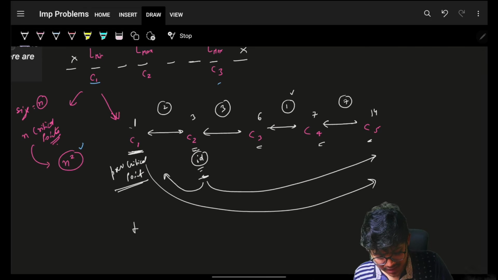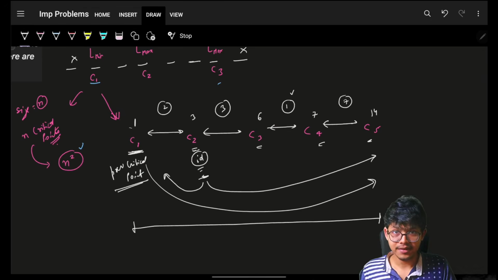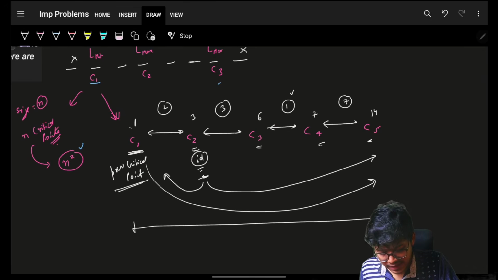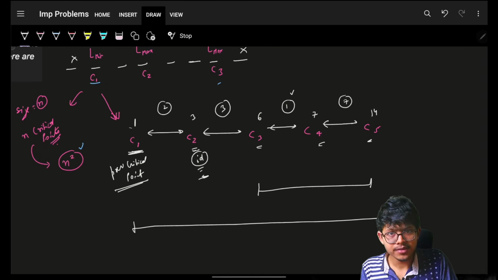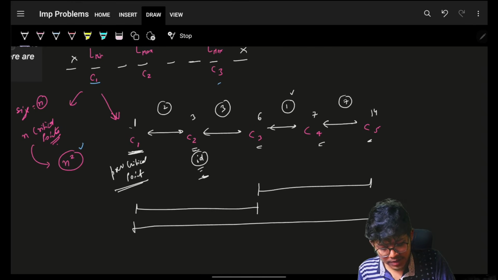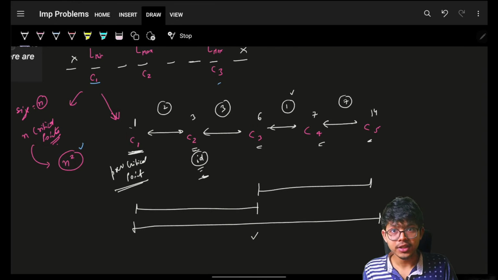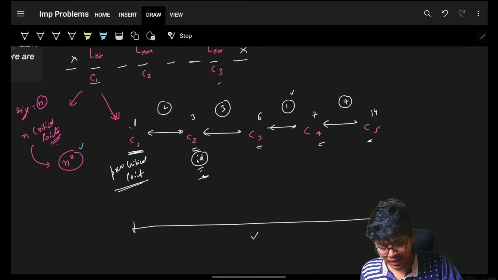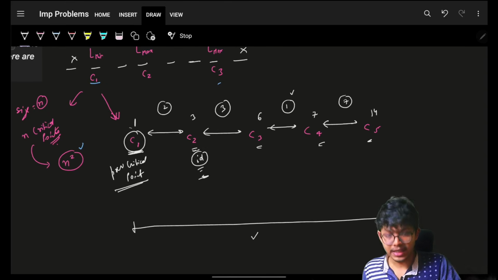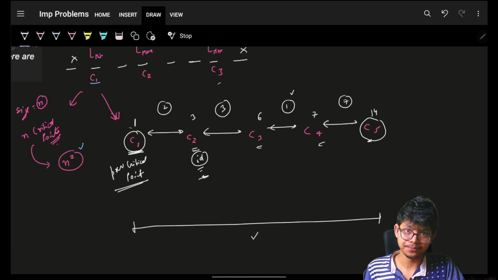You can see that C1 and C5 will always be farther than any other point inside the extreme points. Any other point inside the extreme points. So this will always be farther. So my maximum distance will be achievable if I take my first critical point and my last critical point.